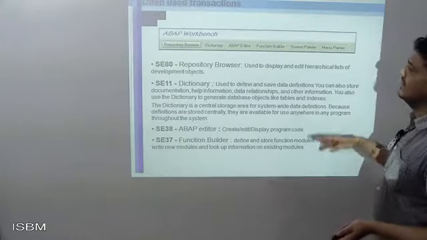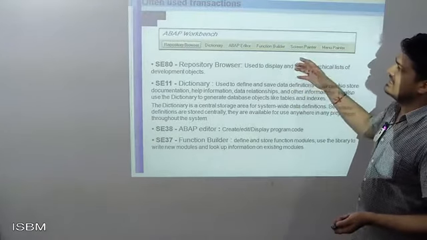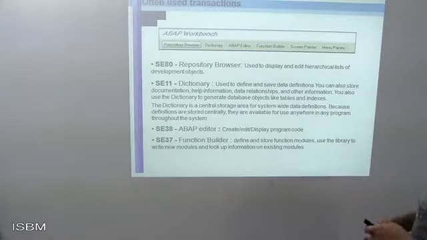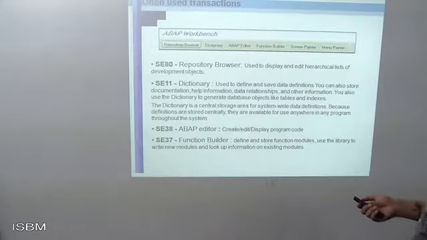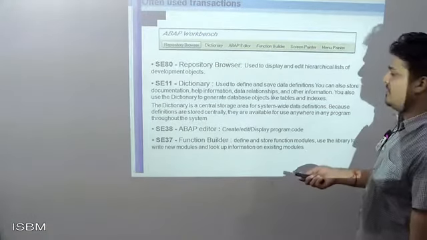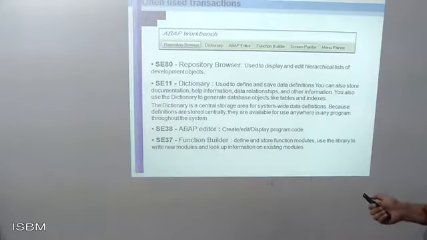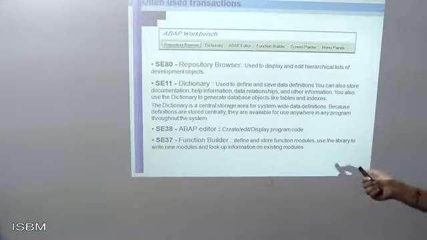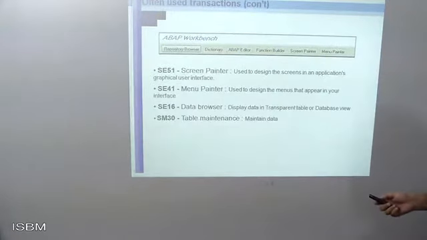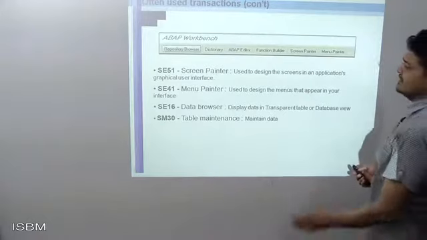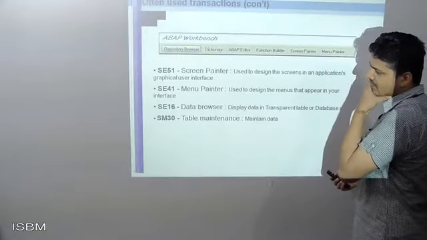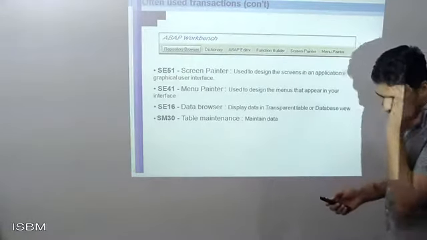Then these are some transaction codes which we can use over here. SE80 for repository browser, SE11 for dictionary, SE38 for ABAP editor, SE37 for function builder. So you can see that in the ABAP Workbench, these are the repository browser where we can learn these things. Then SE51 and SE41 for screen painter and menu painter. Basically, these are the real time ones.